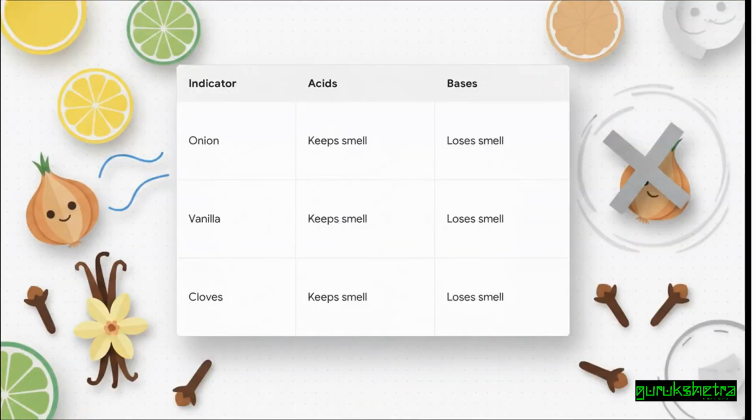Take a close look at our 3 olfactory indicators here on the grid: onion, vanilla, and cloves. Let me just trace over this with my pen. Do you notice a distinct pattern happening? With acids, all 3 of these keep their characteristic smell. There is absolutely zero change to their natural odor. An onion in acid still smells sharply like an onion, but with bases, something entirely different happens. They completely lose their smell. The scent literally vanishes into thin air. So your simple, foolproof rule for the exams is this: acids keep the smell intact, but bases make the scent vanish entirely.